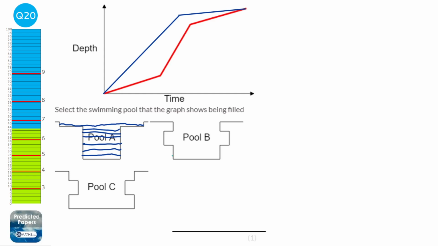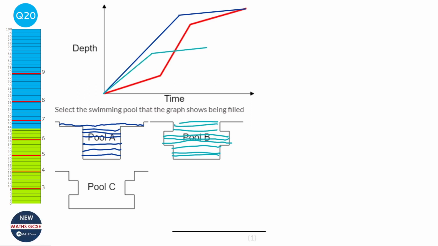So for pool B, we start off actually quite quickly because it's quite thin, and then we have a wider bit here, so it will go slower here, and then we go quickly again. So we need a graph that starts off quite quickly, then goes slowly, and then goes quickly. And the steeper the graph on our depth time graph, the faster it's filling up. And that red line doesn't really describe that either.